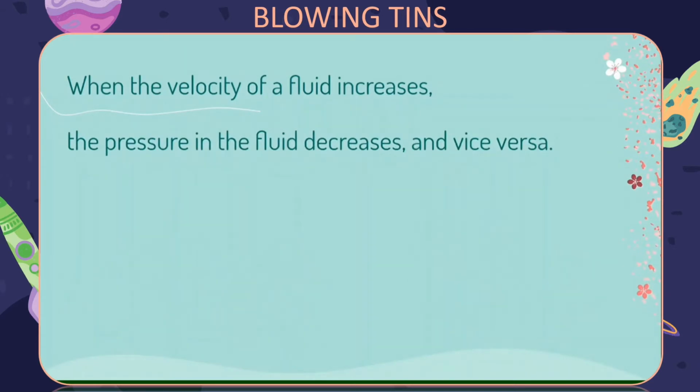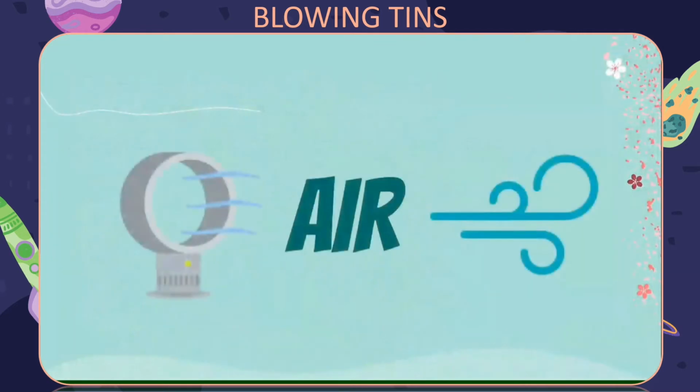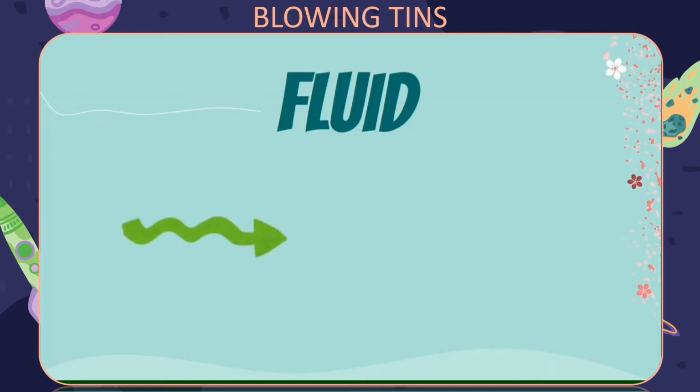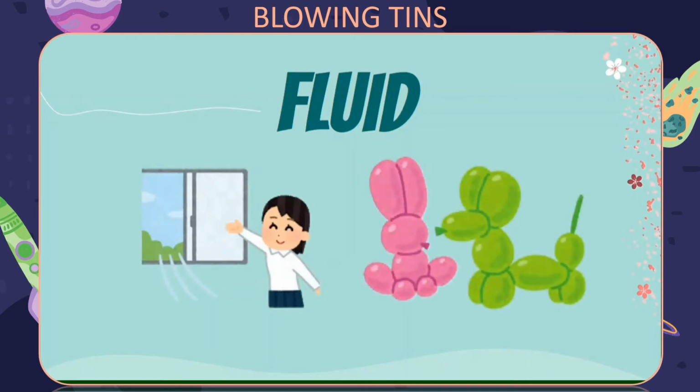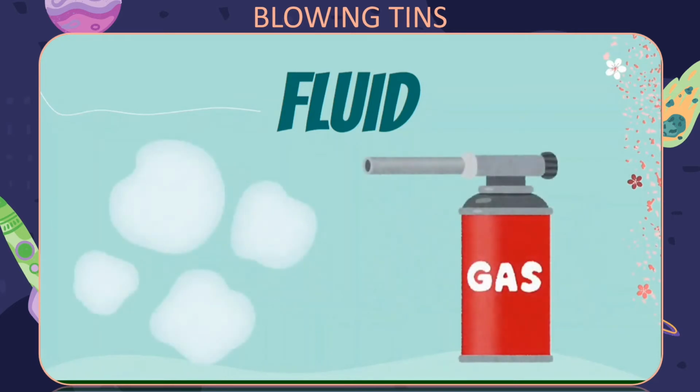Just to clarify, you may be wondering, if Bernoulli's principle talks about fluid, where was the fluid in the blowing tins experiment? The answer is air. Yes, that's right. A fluid is any substance that flows. Air is made of particles loosely held together in a gas form. It flows and takes the form of its container. Following that, air and other gases are fluids.